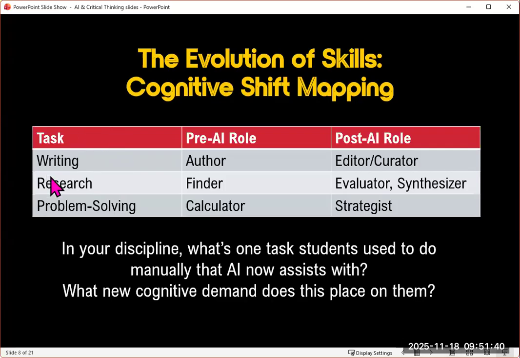So what are some original, traditional tasks or roles that students used to engage in or still do, but that might be shifted by AI in your own discipline? What ideas do you have about that? Yeah, research, absolutely.